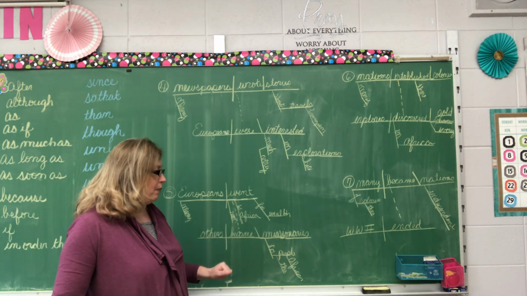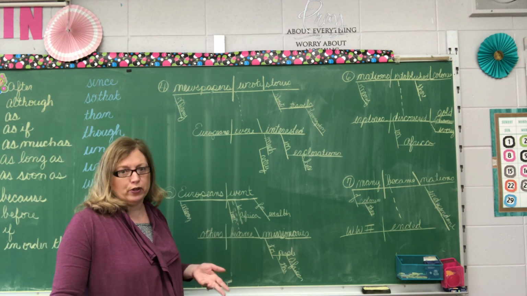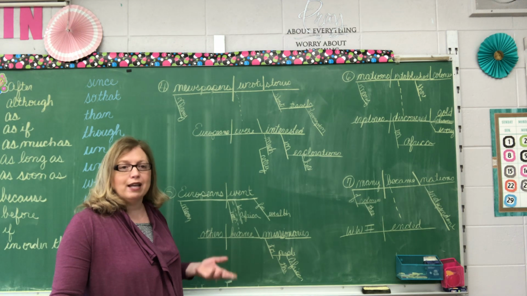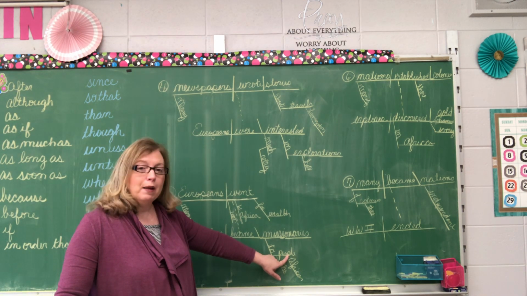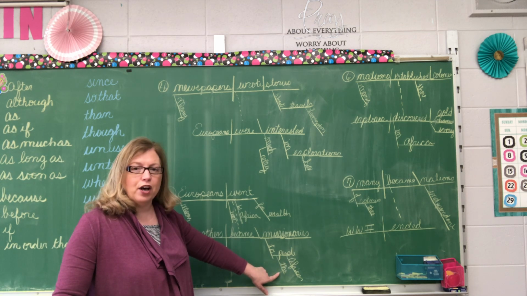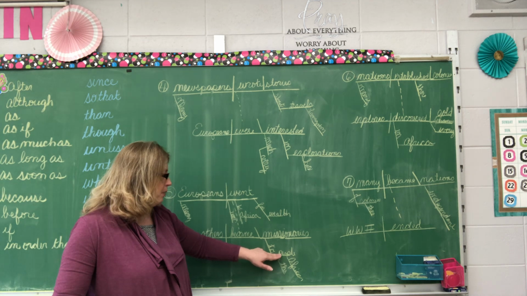To the African people describes the missionaries. What kind of missionaries were they? They were missionaries to the African people. So to is our preposition. People is the object. The and African are adjectives describing the people.